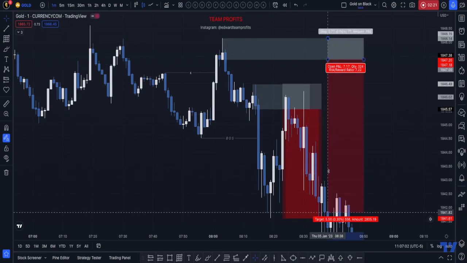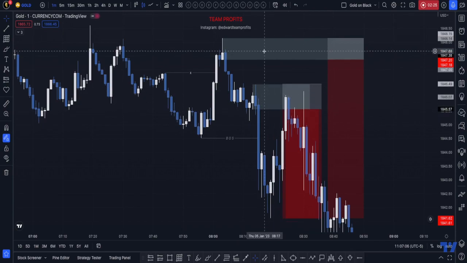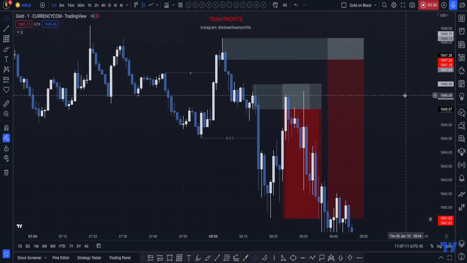So in this case, you see, in this particular scenario, the market actually reacted to the decisional and did not go all the way to the origin, right? You see? So let's see what other example I can give you here.